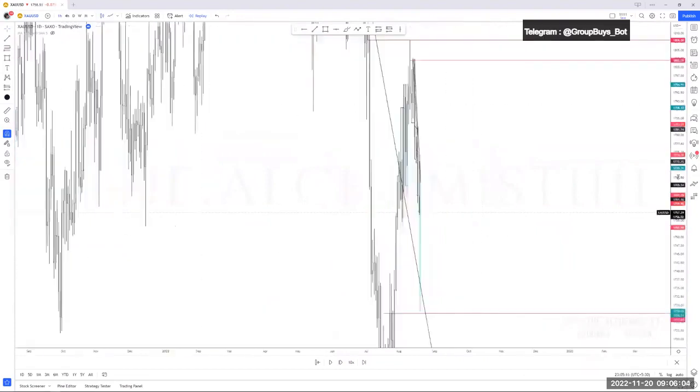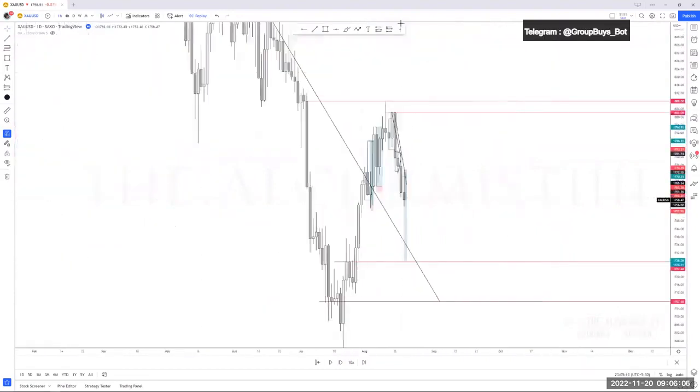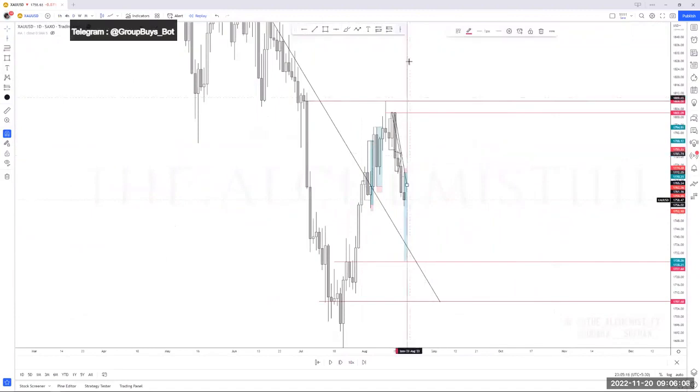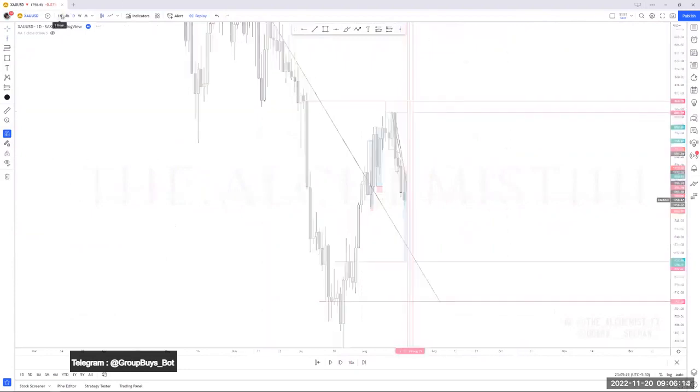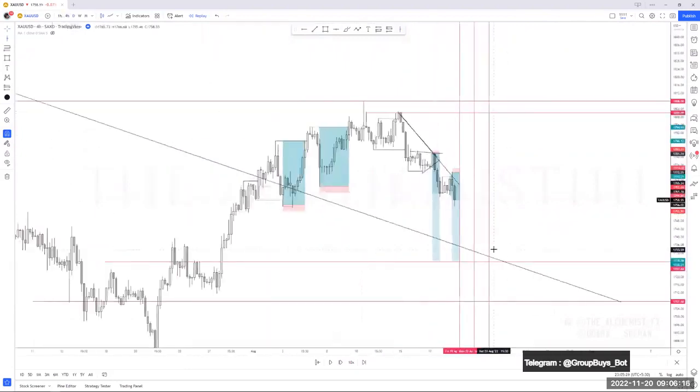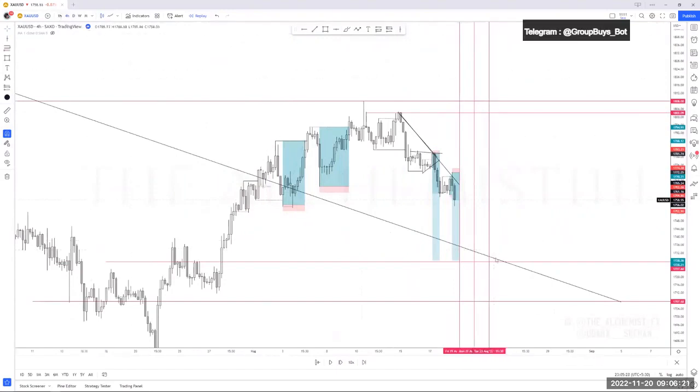So let me actually put some vertical lines on the daily time frame, so that way when that vertical line comes, we can switch to the daily time frame. Yeah, now let's go to the lower time frames. Now what are we going to do? Every single time the market comes up, we'll be looking for sells.